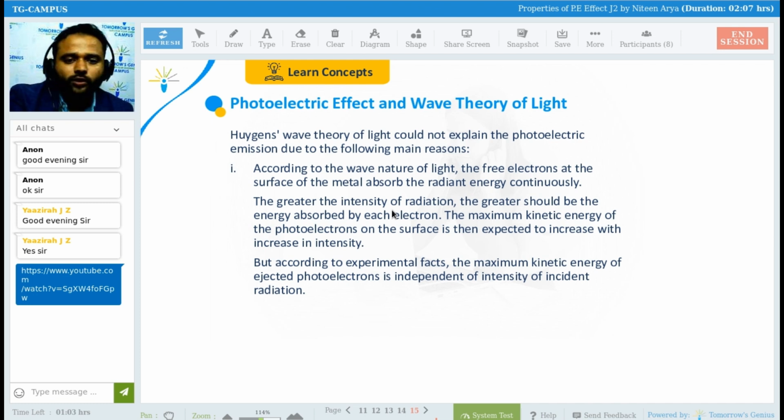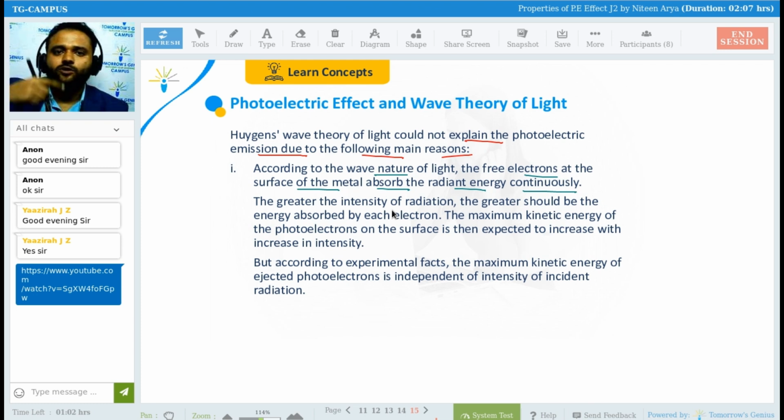Huygens wave theory of light could not explain the photoelectric emission due to the following main reasons. According to the wave nature of light, the free electrons at the surface of the metal absorb the radiant energy continuously. Why so? Because each wave is the source of new secondary wavelets, so the energy transfer is going to be easy.